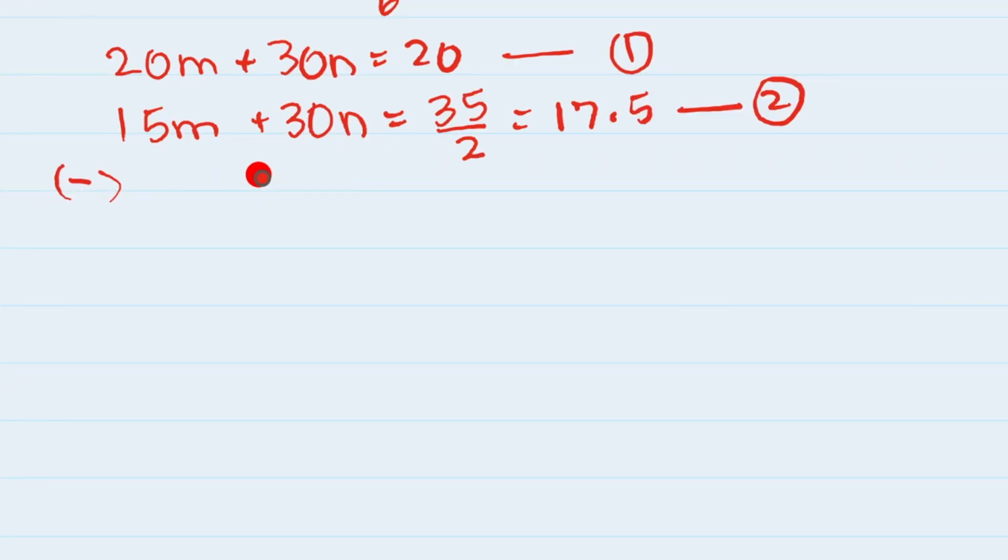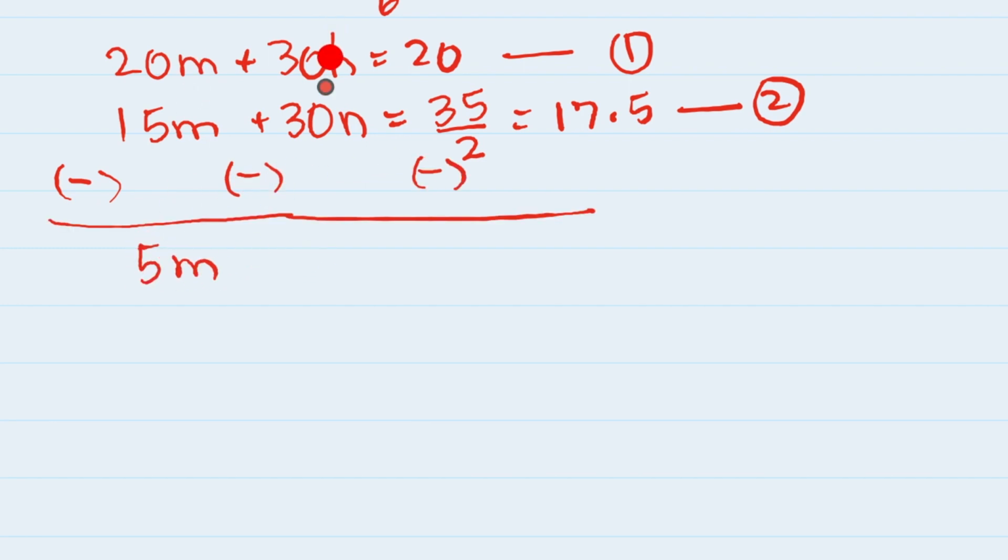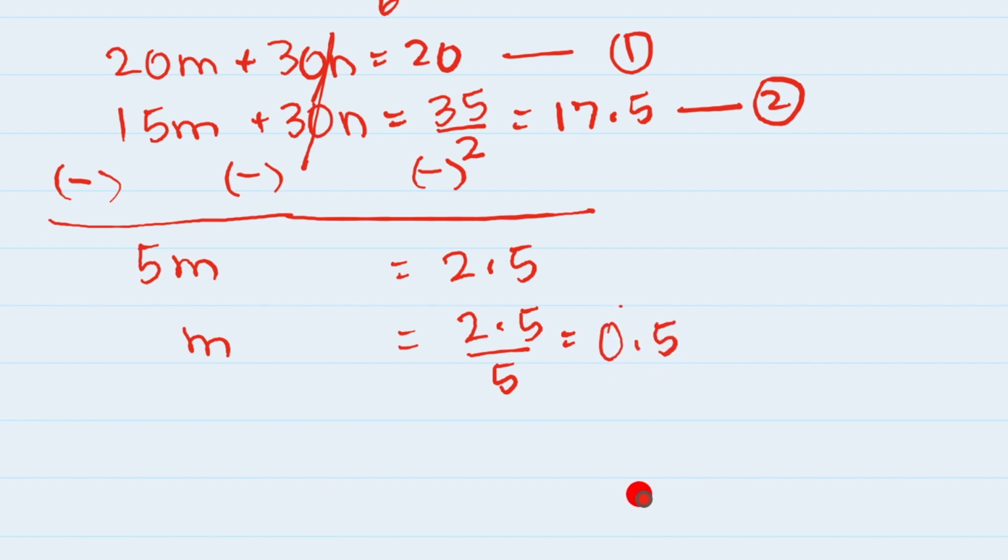Now if you subtract, you will have 5m and these two will get cancelled, and here you will have 20 minus 17.5, means 2.5. So our m will be equal to 2.5 upon 5, which is going to be 0.5, means we got the value of m first.